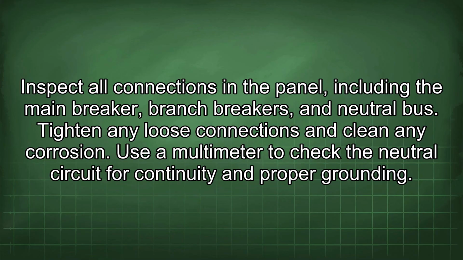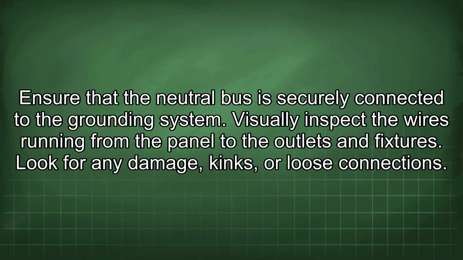Inspect all connections in the panel, including the main breaker, branch breakers, and neutral bus. Tighten any loose connections and clean any corrosion. Use a multimeter to check the neutral circuit for continuity and proper grounding. Ensure that the neutral bus is securely connected to the grounding system.